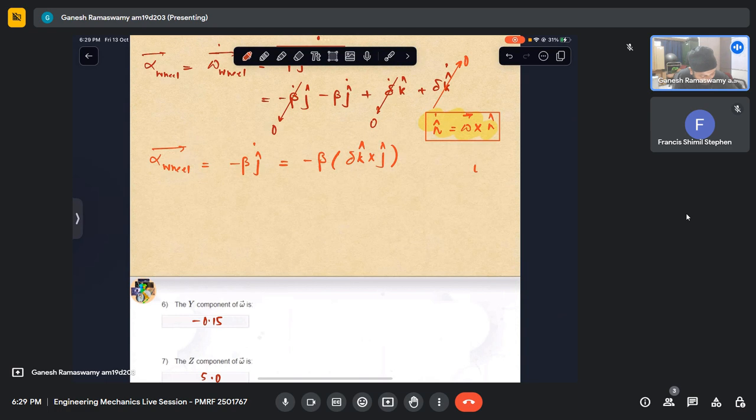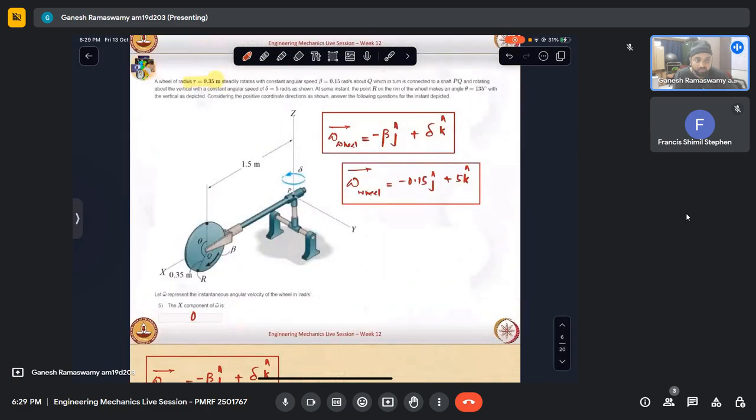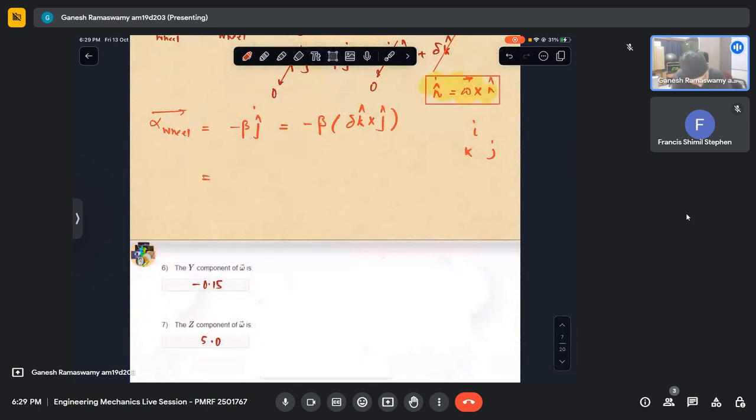crossed with j. Now again I, j, k. So we can see k cross j, we are going in this direction. K cross j is minus I. From the figure also we can see k crossed with j will make a thumb point in the negative I direction. So this will be minus beta delta minus I cap, which makes it alpha of the wheel as beta delta I.